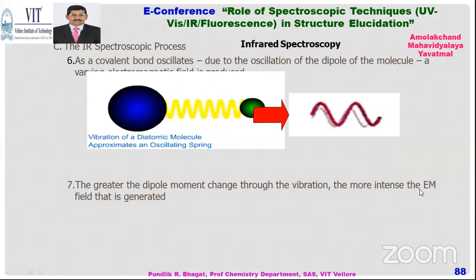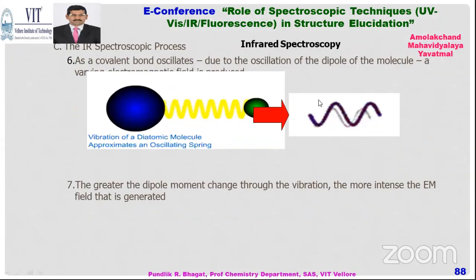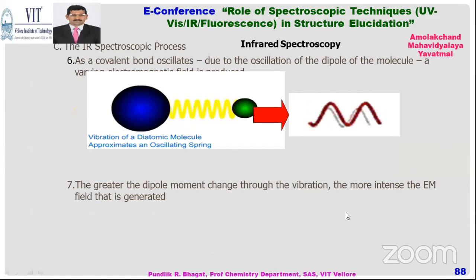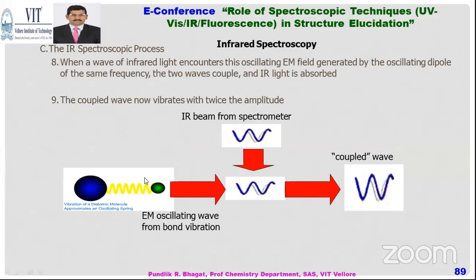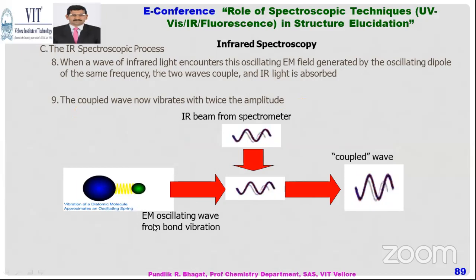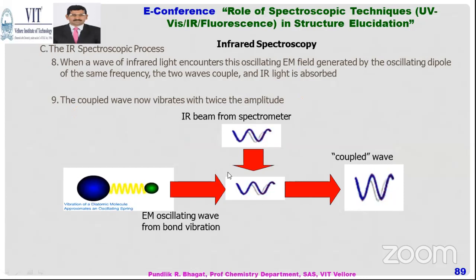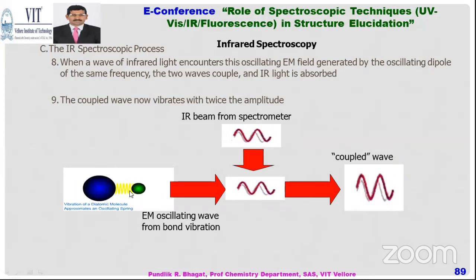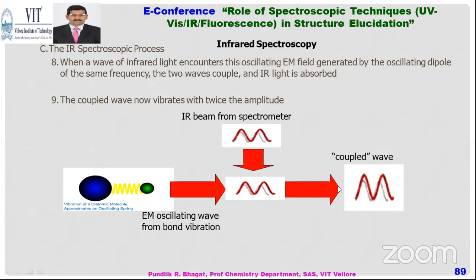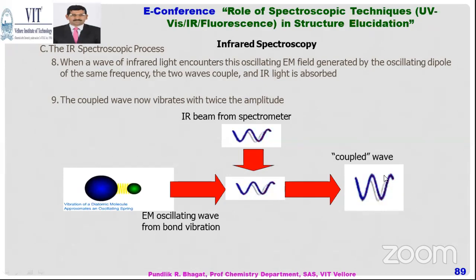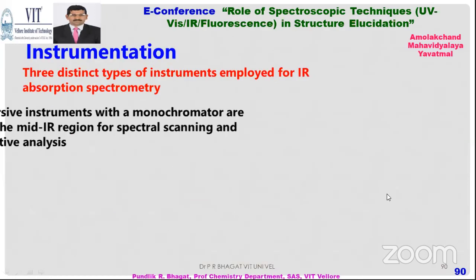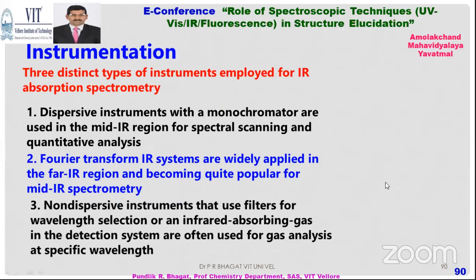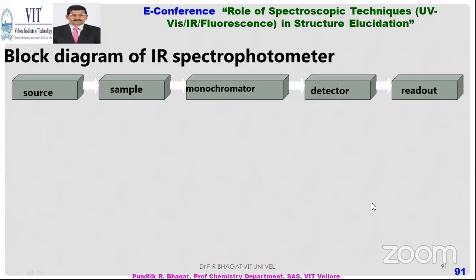So when these vibrations are taking place, they will generate the frequency that can be detected with the help of the infrared spectrophotometer. So when the electromagnetic oscillating waves are incident on the molecule, the oscillation of the molecule is caused by either stretching or bending, which will form the waves. So that can be detected with the help of IR spectrophotometer. So this I will skip because we want to discuss some more applications.